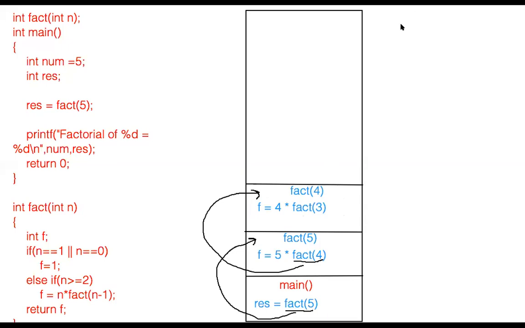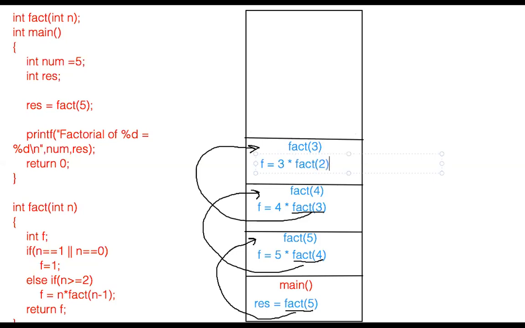Now again there is a fact of 3. What is this fact of 3? Again a function call. So when there is a function call, it is again pushed into the stack memory. So it becomes fact of 3, where n is 3. When n is 3, f is equal to 3 multiplied by fact of 2. Now what is fact of 2? Fact of 2 is again another function call.